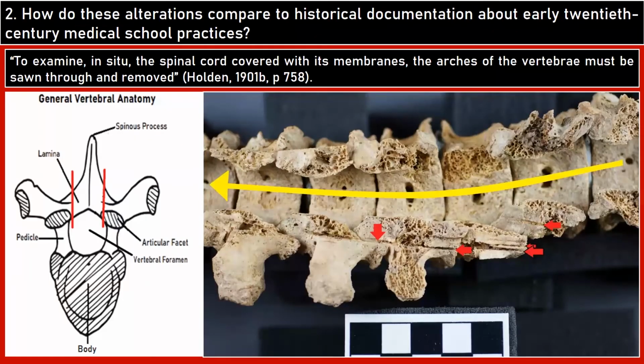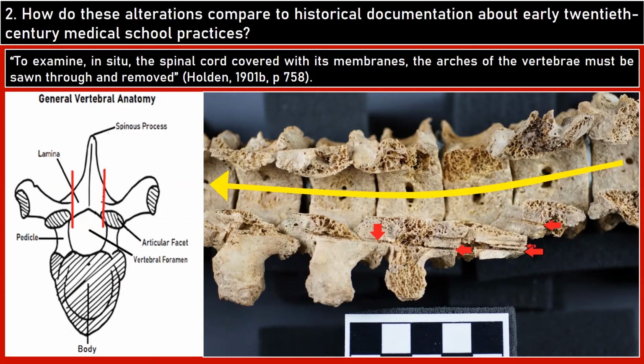What Holden is describing is called a laminectomy, a procedure where the vertebral arch of one or more vertebrae is removed to give access to the spinal cord. This is done by cutting through the left and the right lamina. As you can see on the anatomical drawing, the lamina is immediately adjacent to the spinous process, which is the most posterior portion of the vertebral arch.